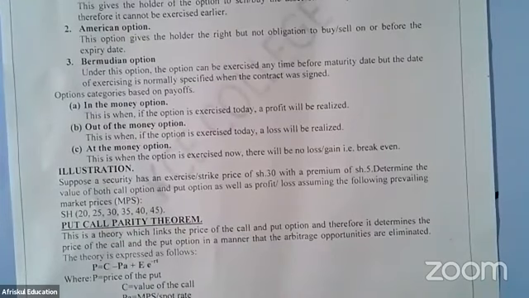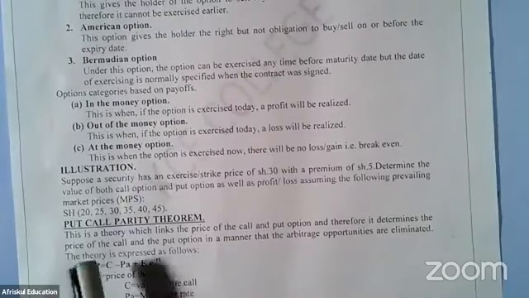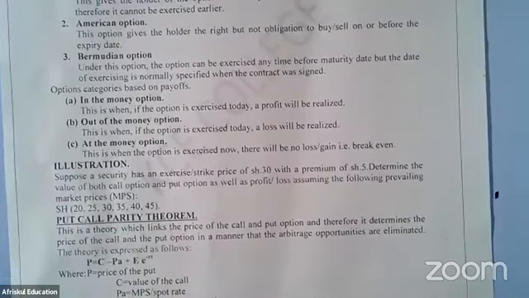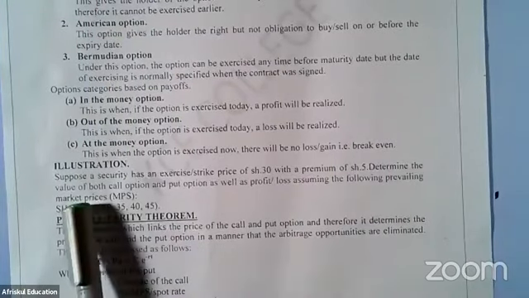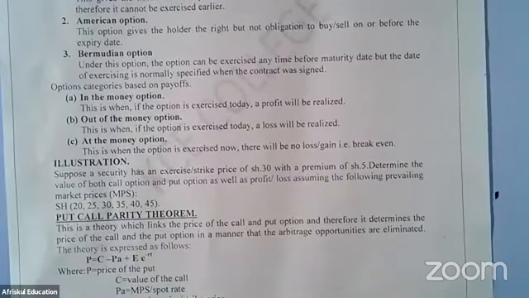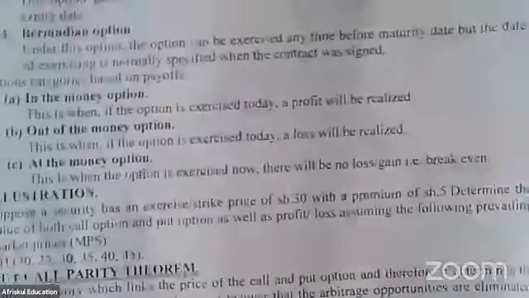So in this case, you are given the exercise price. That means when you buy or sell it at 30. But the market price can either be 20, 25, 30, 35, 40, or 45. So in this case, you need to determine the value for both the call option and the put option. Also, you need to get the profit or loss. So how do we determine that? This is how we determine.